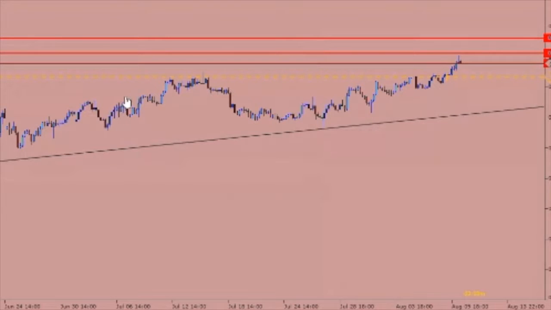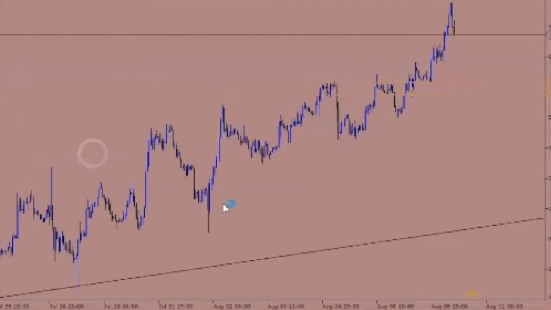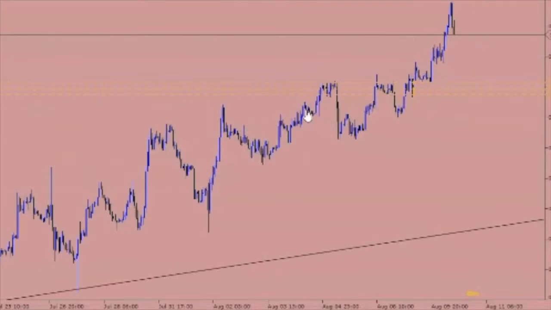So the first part was the Fibonacci. We came in and we say, okay, right now we're around that 78.6. The second part is the formation. We can see that this is a rising wedge. If we bring this to the hour one, we can see that this is a rising wedge right here.